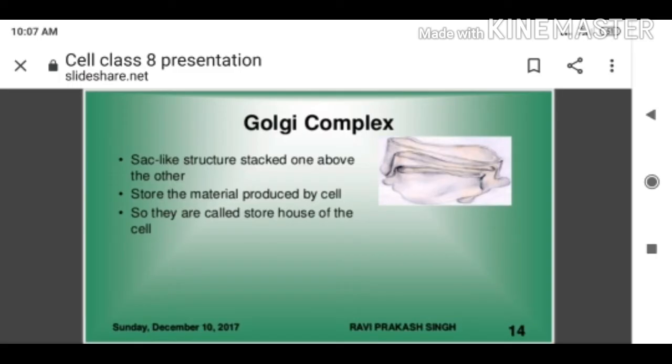Golgi complex. These are also very important cell organelles. They are sac-like structures that stack one above the other, and they are the storehouse of the cell. They store the material produced by the cell, so they are called the storehouse of the cell. They also produce lysosomes, which are called the suicide bag of the cell.